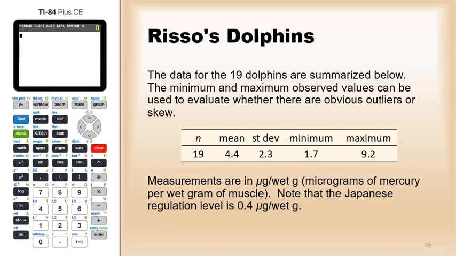Note that the Japanese regulation level is 0.4. And you see that my minimum is 1.7, so the minimum mercury content was 4 times the regulation level. More than 4 times, for that matter.